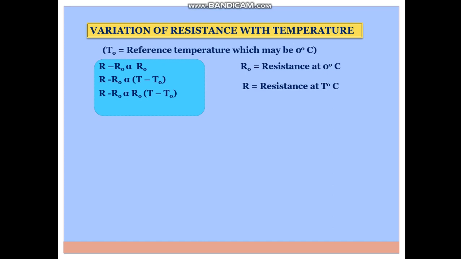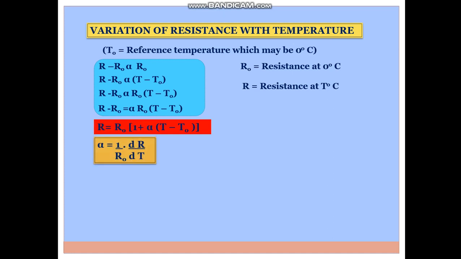Now proportionality, we will change it to equality. So we will write R minus R0 is equal to alpha, where alpha is a constant here, alpha into R0 into T minus T0. So don't get confused with the proportionality sign, and this alpha is a constant. So we rearrange the terms, we will get R is equal to R0 into 1 plus alpha into T minus T0.